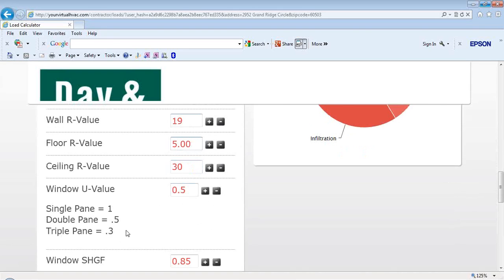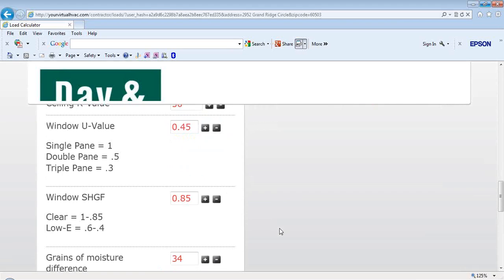Double pane windows is 0.5. That's pretty much what these are. They are slightly better than double pane, but not as good as triple pane. They're double pane argon filled, so 0.45 U value.